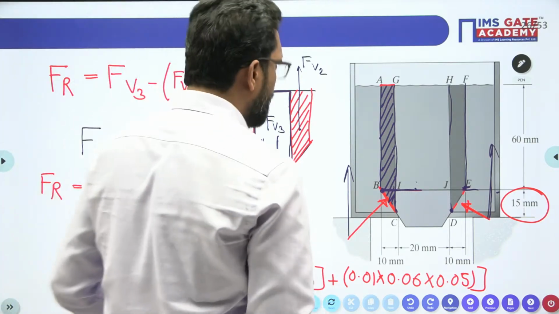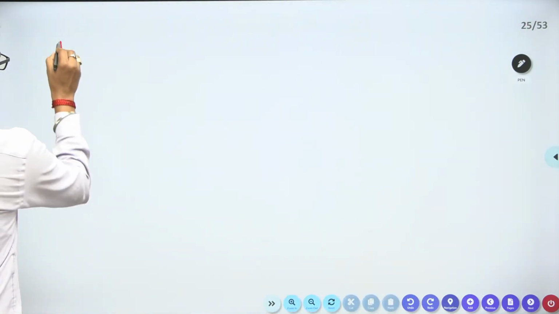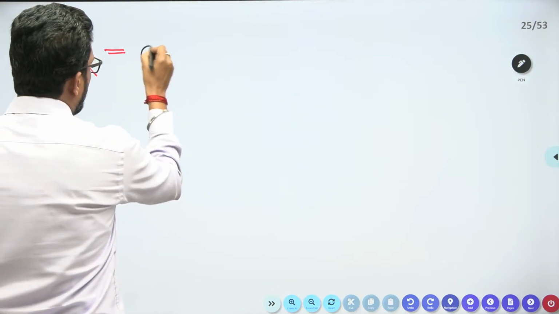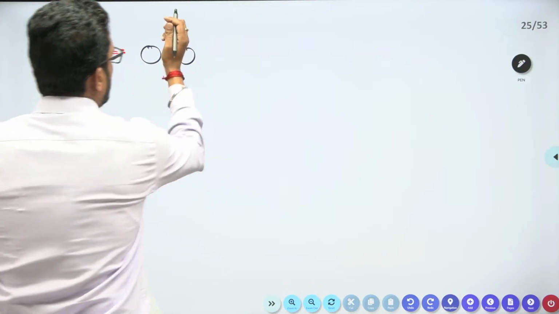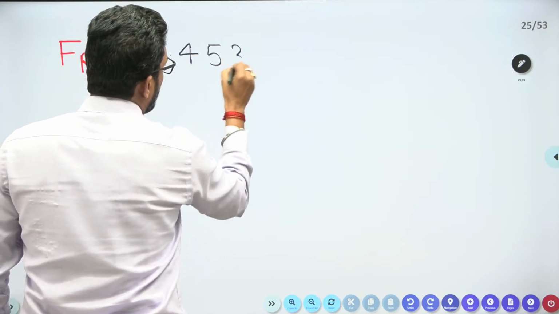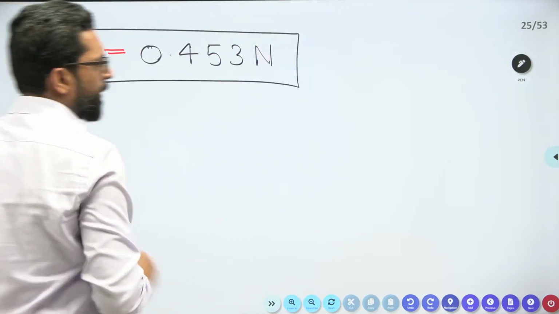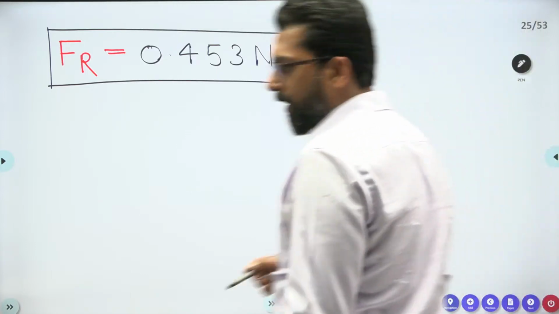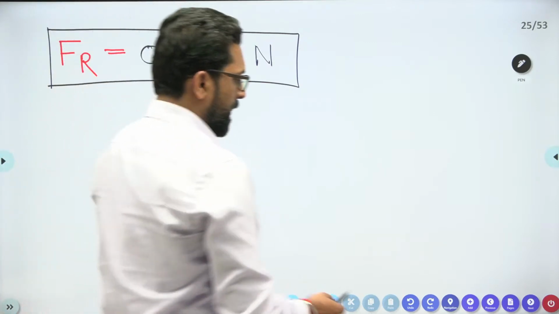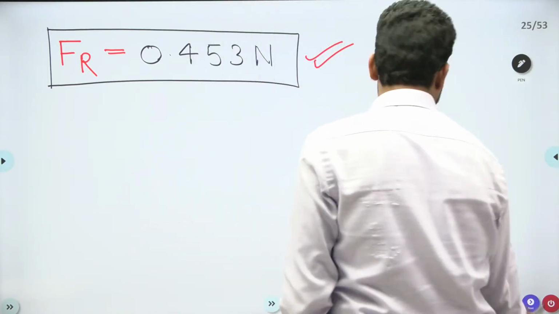I will just write. The answer is FR is 0.453 Newton. 0.453. This is your net downward force. Net vertical force. This is your net vertical force. Okay. Tick. And this is your net vertical force. Okay, beta. Now we go to the next problem.